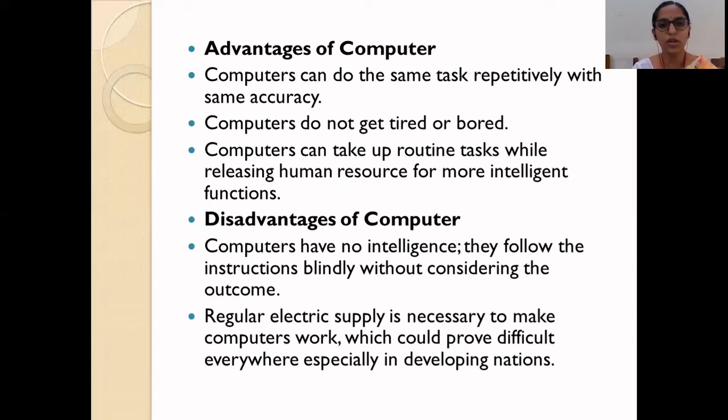Okay, there are two disadvantages of a computer. First, a computer needs an electricity power supply. It is needed to provide continuous power supply. Without any power supply, it does not work. Okay, the second disadvantage is a computer has no intelligence. It follows instructions blindly without considering the outcomes. It means the computer operates the data as per the user's instruction. It means it can't think. It only works on the given instruction.